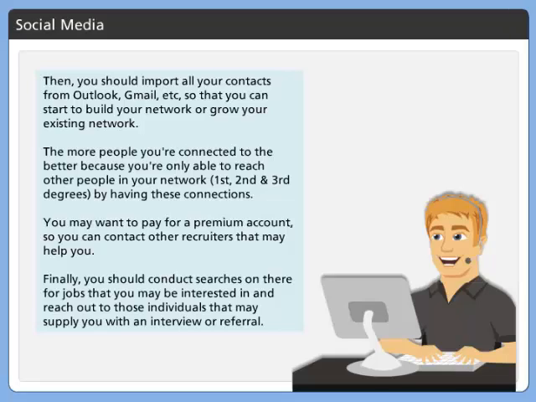You may want to pay for a premium account so you can contact other recruiters that may help you. Finally, you should conduct searches on there for jobs that you may be interested in and reach out to those individuals that may supply you with an interview or referral.